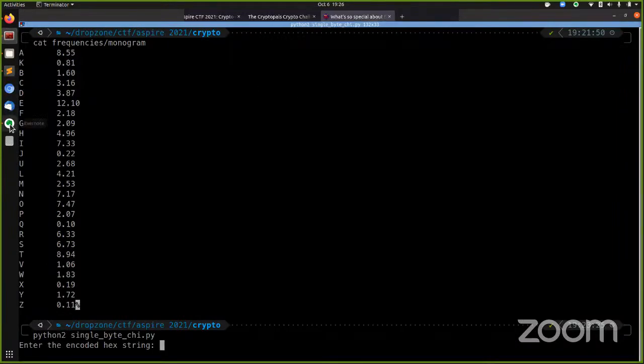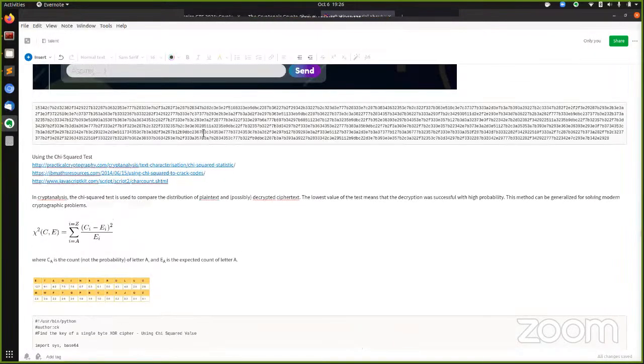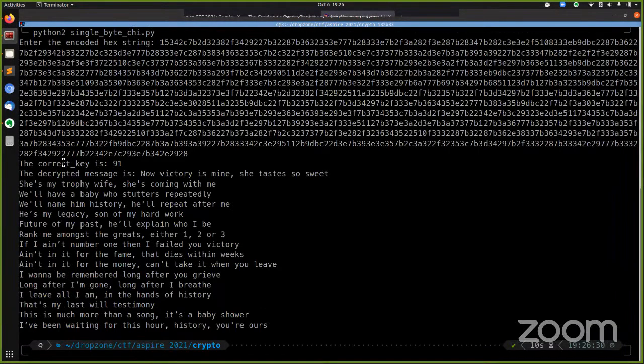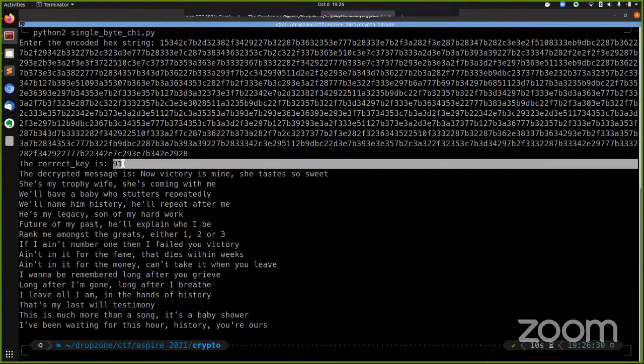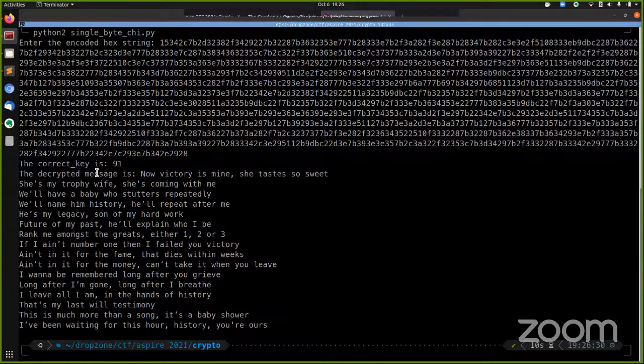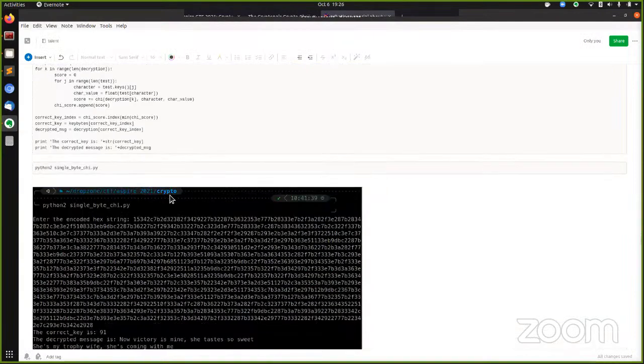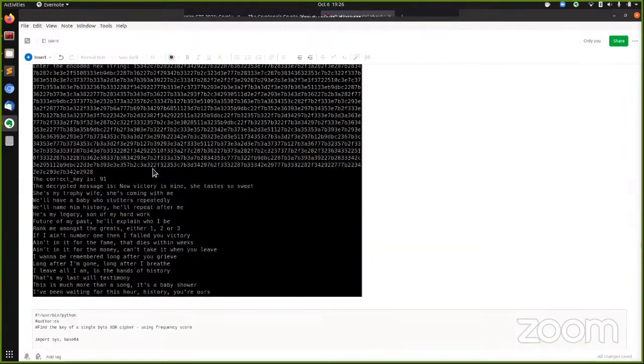In this case, our encoded string was this. It prints the correct key for us, which was 91, and gives us the decrypted message. Our flag was supposed to be the first line of the decrypted message, so this was what our flag was. This is exactly what we have done here.